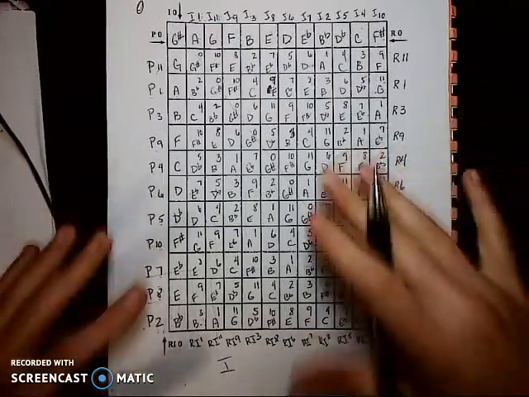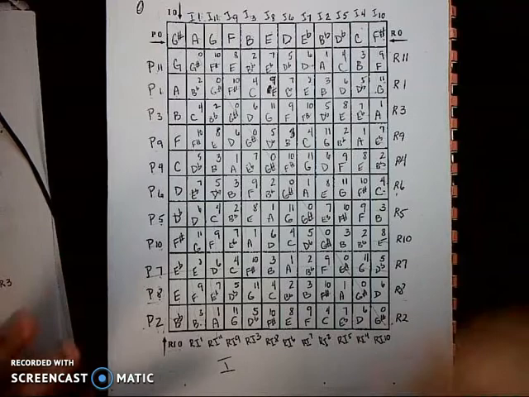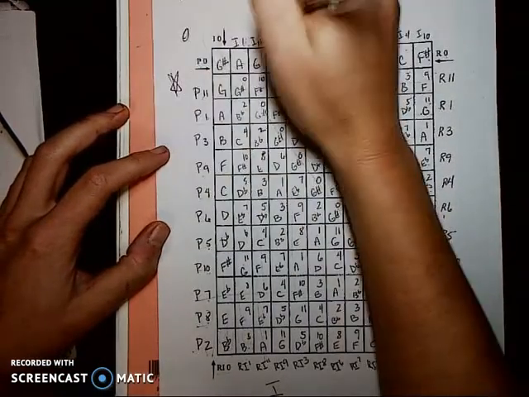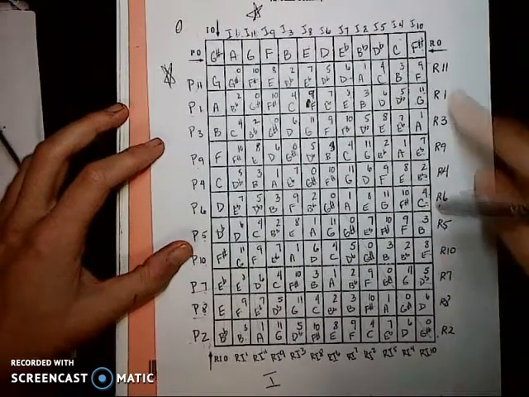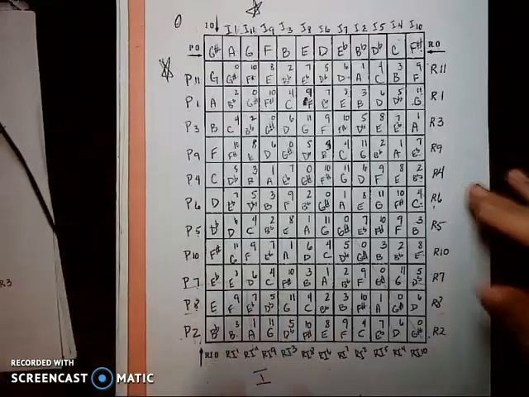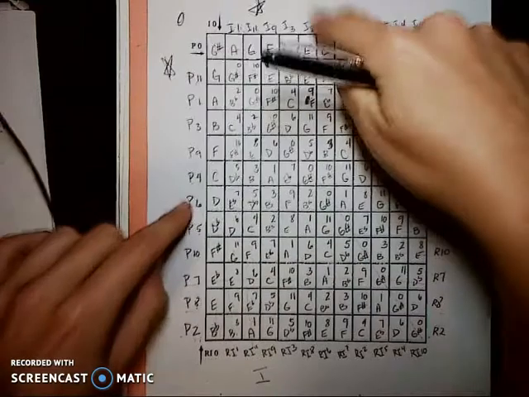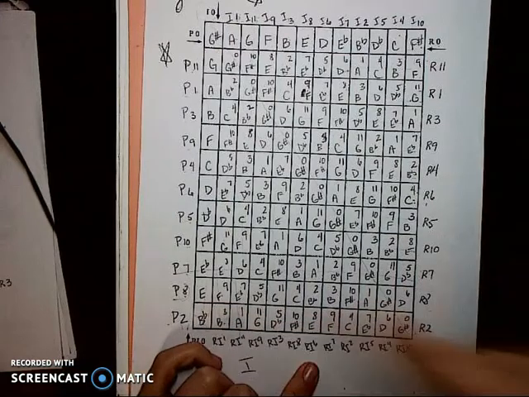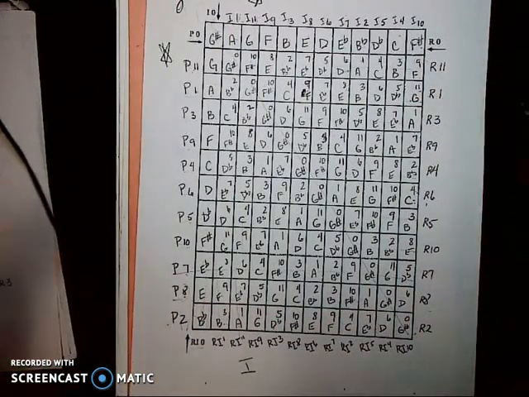Okay, but that's the main thing about the labeling, and again, that's so important. Remember, your numbers come from these two sides, not over here. These are just the retrograde versions of these. So you get your numbers from here. These are the transposition numbers, not here. Okay? So, why does this matter so much?